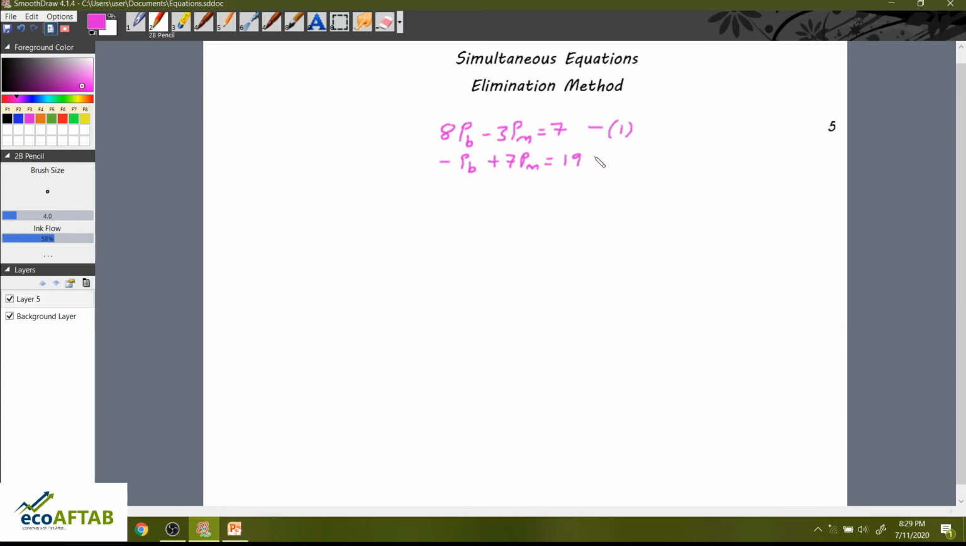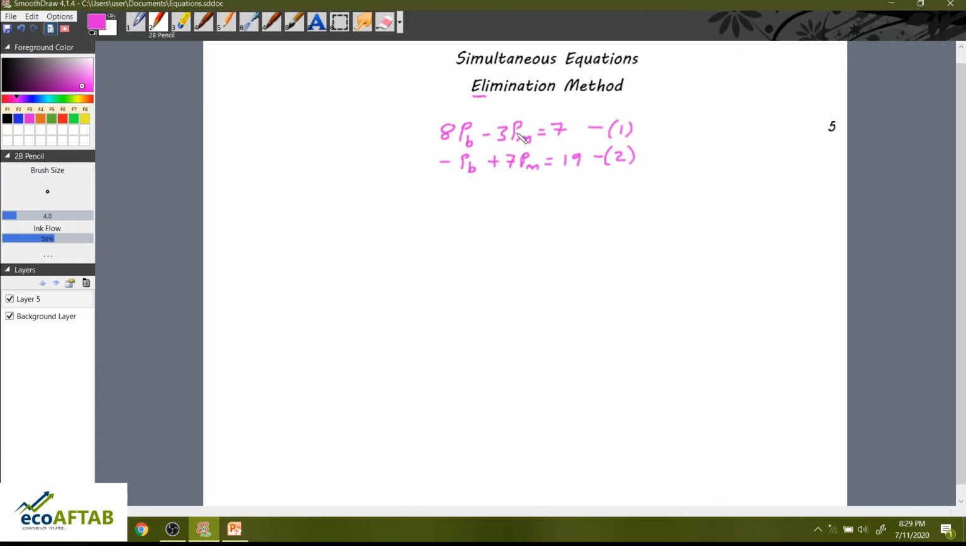In this example, we are having two equations, equation 1 and equation 2. As we want to solve these simultaneous equations by elimination method, we have to either eliminate the price of bananas from the equation, or we have to eliminate the price of mangoes from the equation. So let us see if we can eliminate the price of mangoes.